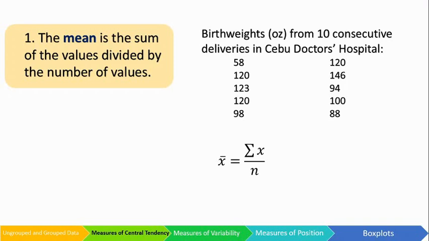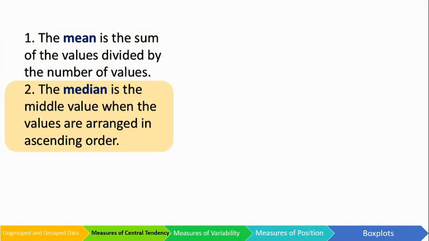Now, with the sum of all values equal to 1067 and n equal to 10, we divide these two values, giving us a mean of 106.7. The second measure of central tendency is the median, which is the middle value when the values are arranged in ascending order. In effect, the median divides the distribution into 2 equal parts.